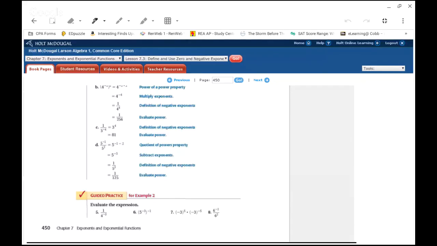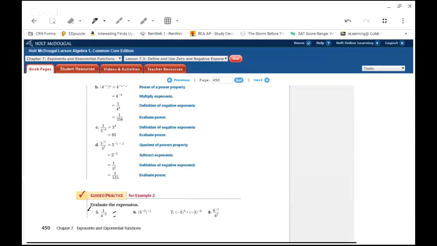Okay. Number 5. We're supposed to evaluate the expression. So you have 1 over 4 to the negative 3. So what's going to happen to that? Can you see it? It pushes up. Good job.